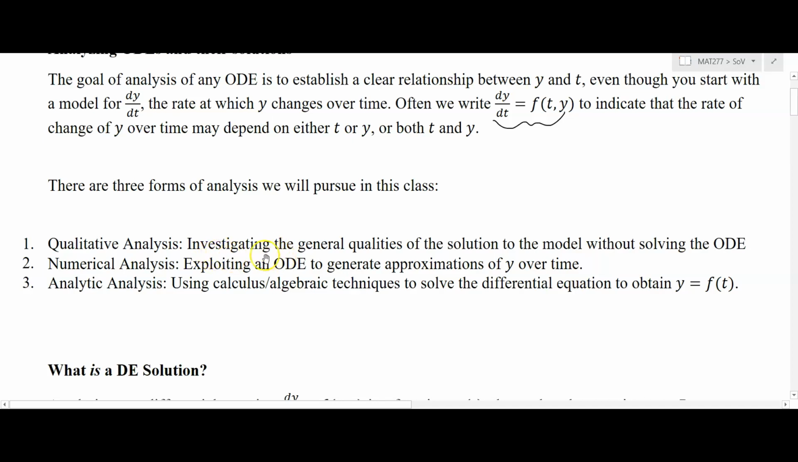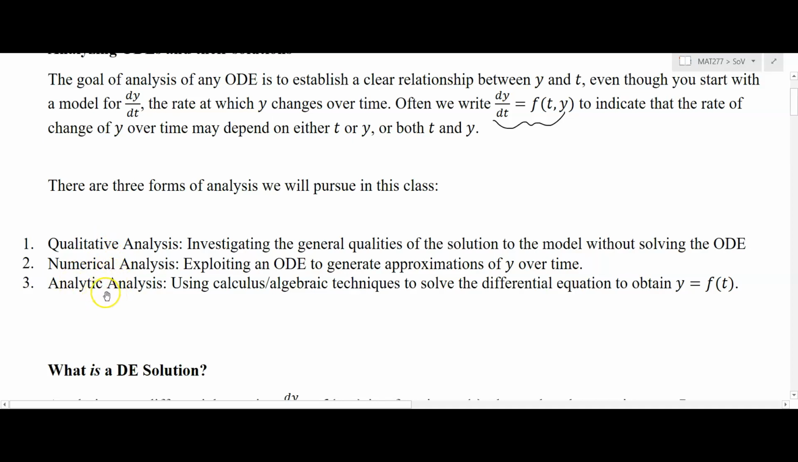Then a slightly more useful analysis, oftentimes, would be a numerical analysis, where you're in some way taking advantage of what you know about the differential equation to generate basically a set of ordered pairs over time. So think about numerical analysis as estimating values. You are actually estimating values of y over time here. In step one, you're really not doing that. You're just generally describing what will happen under certain circumstances.